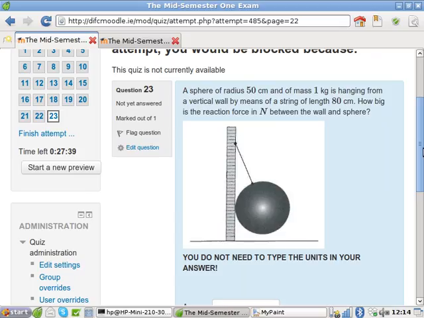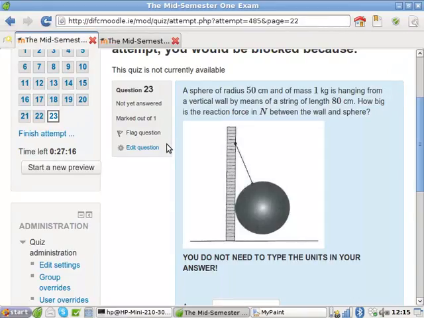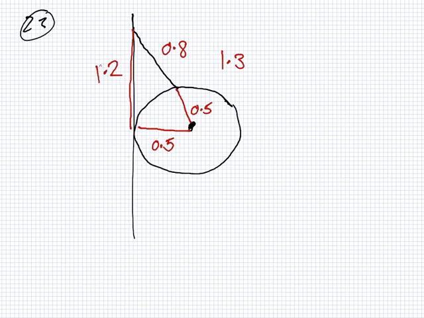A 50 centimeter ball of 1 kilogram is hanging by an 80 centimeter string. Can you solve it like cantilever? Oh, you can, but it's not pleasant. This distance here is 0.5. This distance here is 0.8. So this distance here is 0.5. In total, this distance is 1.3. From Pythagoras, this distance will be 1.2. Okay. 1.2 meters, 0.5 meters, and 1.3 meters.